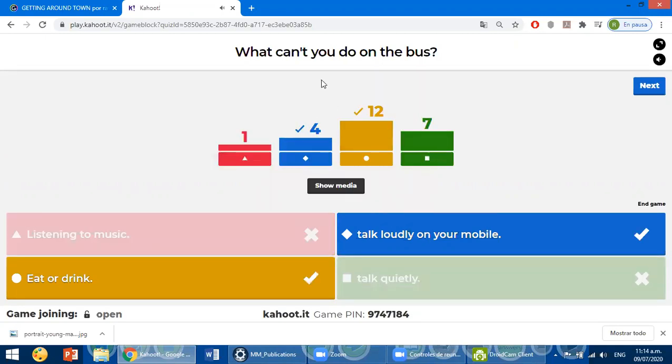Good. We have two prohibitions when you are traveling by bus. You can eat or drink, and also you can talk loudly on your mobile, okay? This is, the two are okay.